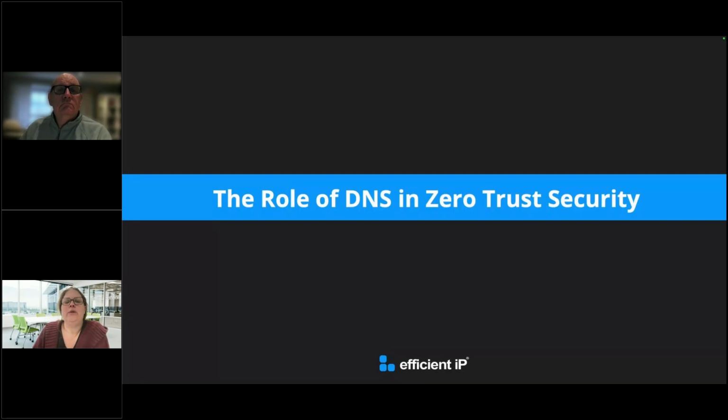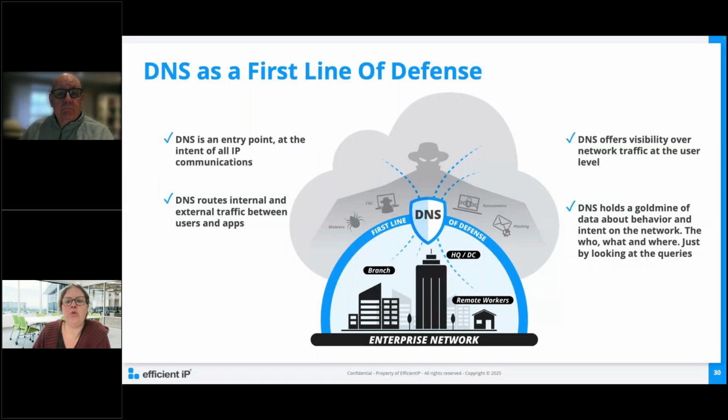So what about DNS and its role in zero trust security? Let's take a look at that. First, let's start with a few reminders about what DNS is about. DNS is the entry point for every organization. It is placed as an early checkpoint that can be leveraged to perform checks at a very, very early stage of the attack. The DNS routes internal and external traffic between users and applications, which means that we see a lot of traffic through the DNS, and it offers visibility over the network traffic and at the user level.